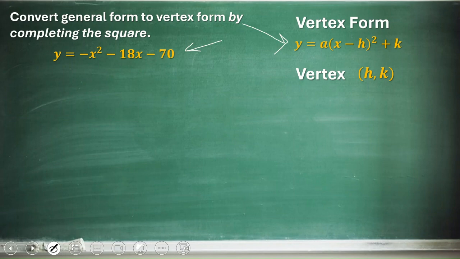The first thing I'm going to notice, because this is really important when we're dealing with vertex form, is that I'm going to look at my a value. And in this case, my a value is -1. Because it is not +1, it means we're going to have to do a little bit of extra work, but have no fear. I've got you covered. Let's go through this step by step.